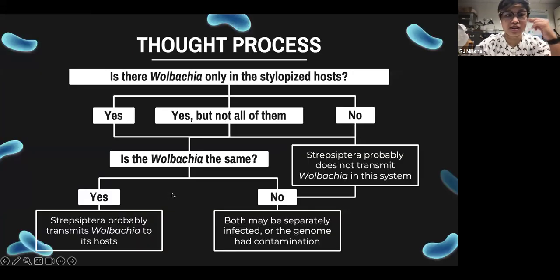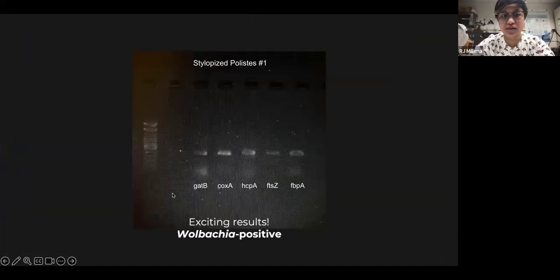So that was the first test, to see if there's Wolbachia in the stylopized hosts. So I extracted DNA from the host abdomens. I did PCR targeting, which is polymerase chain reaction, which makes a bunch of copies of a certain part of DNA that you want. And I tried to amplify, I tried to make a bunch of copies of the 5 typing genes, the 5 identification genes. And I got them, at least for the actual host that the xenos, the Strepsipteran, came from in that video.